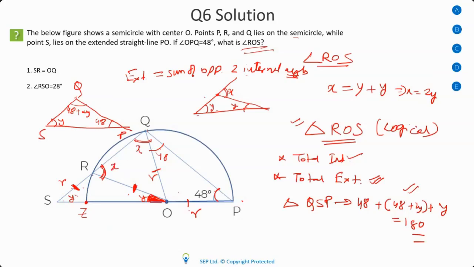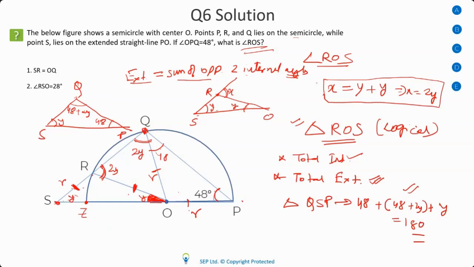So I'm writing it here. Notice RSO. This is y, this is y. Already you can see in the diagram. And this is x. I told you external angle is sum of two opposite internal angles. So x is equal to 2y. That's a property which I used to figure out the relation between x and y. I made this 2y. I made this 2y. And then I looked at the big triangle QSP.